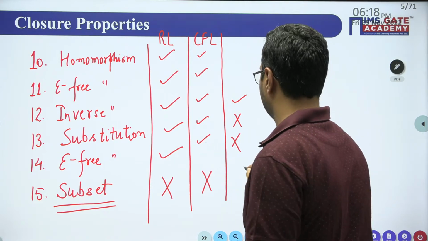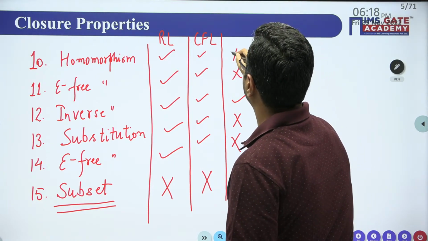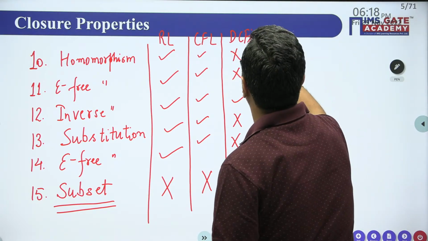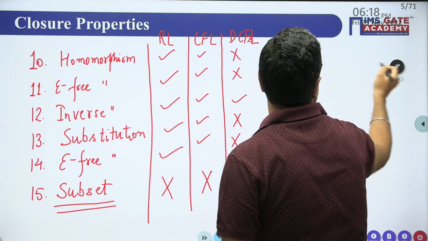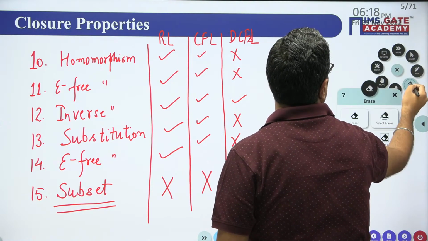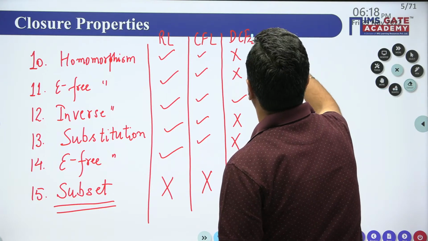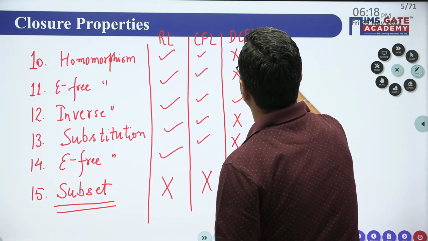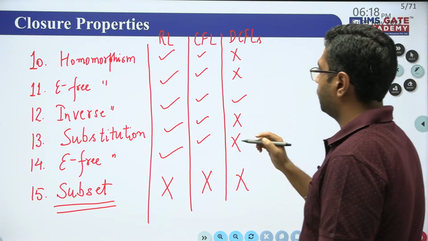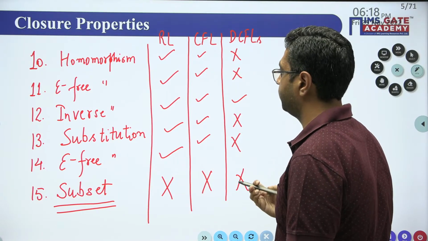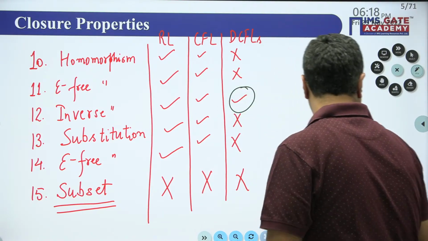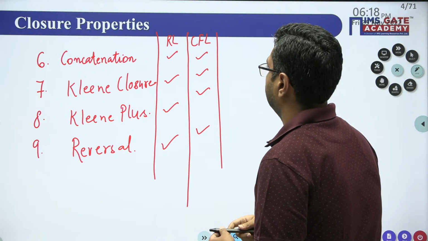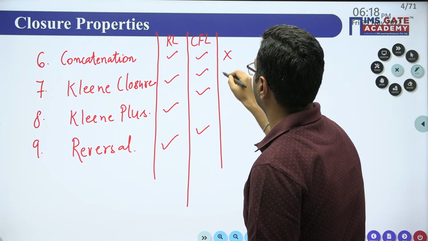So yeah, they are not closed. DCFLs, sorry. So DCFL, DCFL. As I said, they are only closed under inverse homomorphism, and for the rest of all the operations, they are not closed.